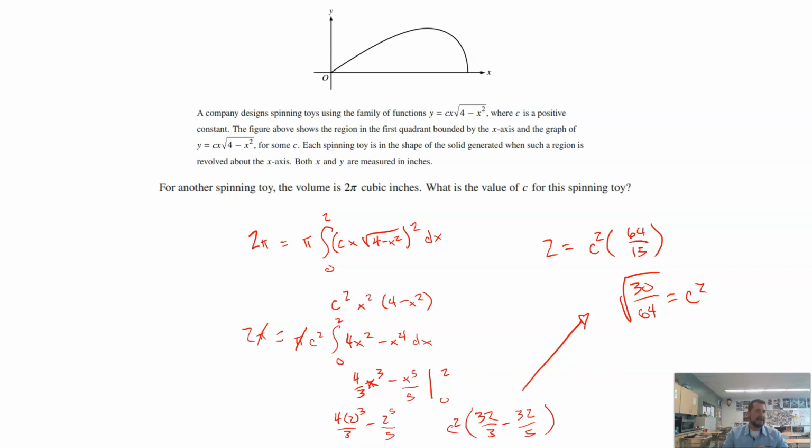Regardless, I honestly have to say this is probably one of the most difficult problems I've ever seen show up on any AP test. So hopefully you kind of understood that. If not, I wouldn't freak out too much about that particular problem.